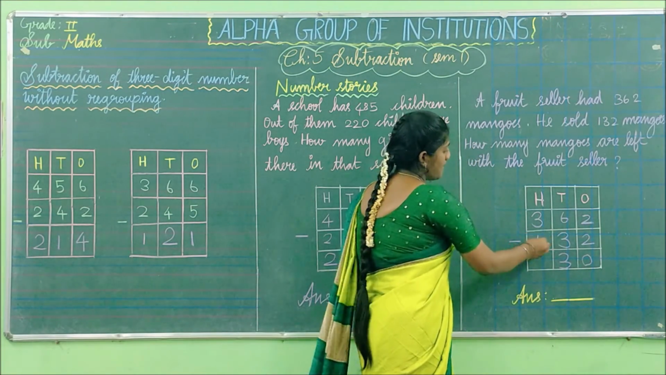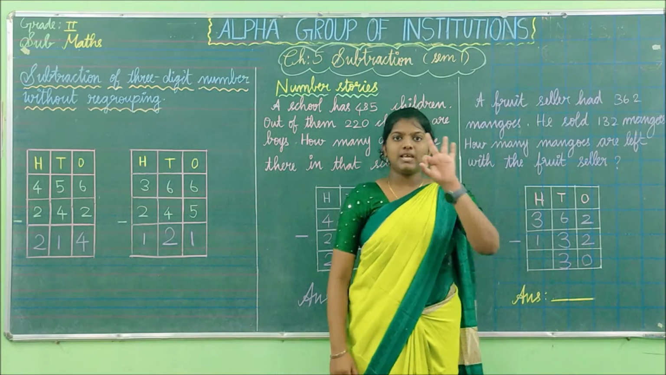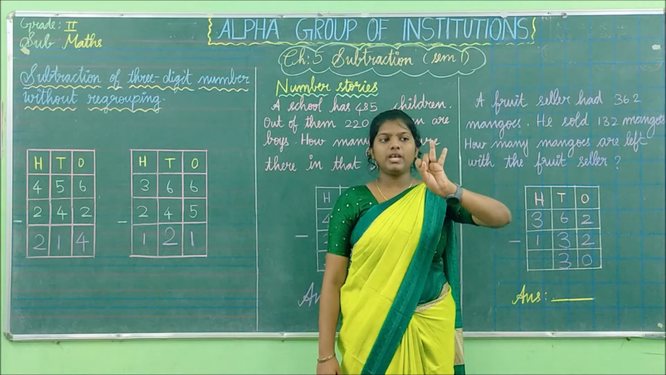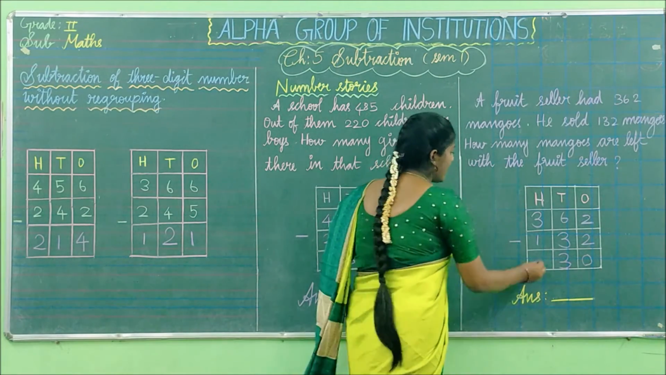And 3 minus 1. So I am taking 3 fingers and I am going to take away 1. So remaining how many? 2. So I am going to write 2 here.